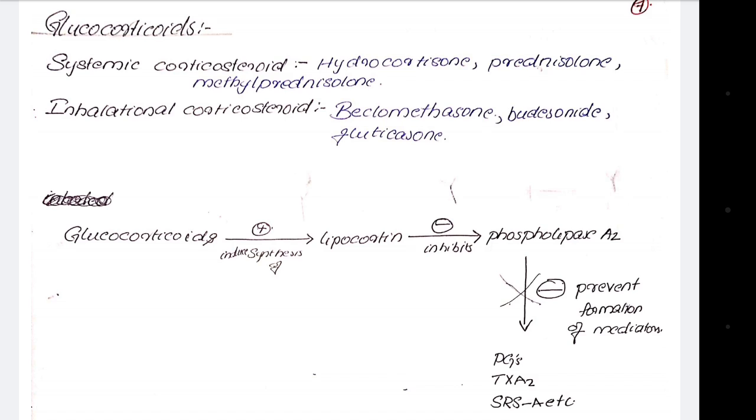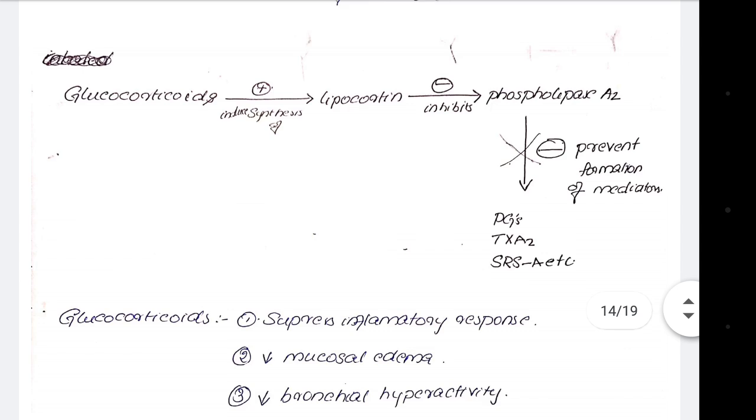So, what do glucocorticoids actually do? They prevent the formation of the mediators. I said the mast cell degranulates and it results in the release of mediators. This mediator formation is prevented. How? Glucocorticoids induce the synthesis of lipocortin. Lipocortin inhibits phospholipase A2. Inhibition of phospholipase A2 prevents the formation of the mediators. Now we'll first see inhalational glucocorticoids.